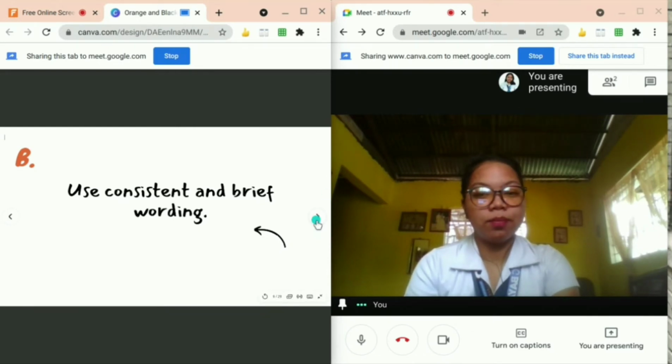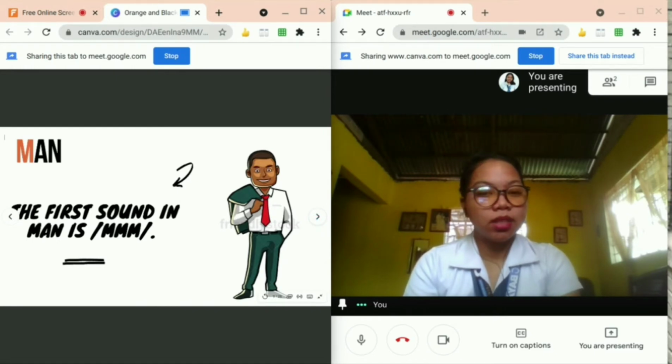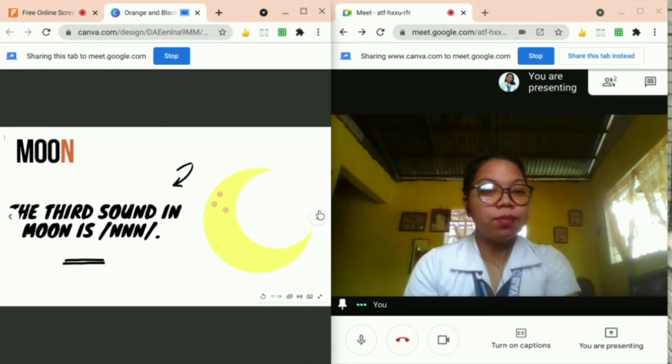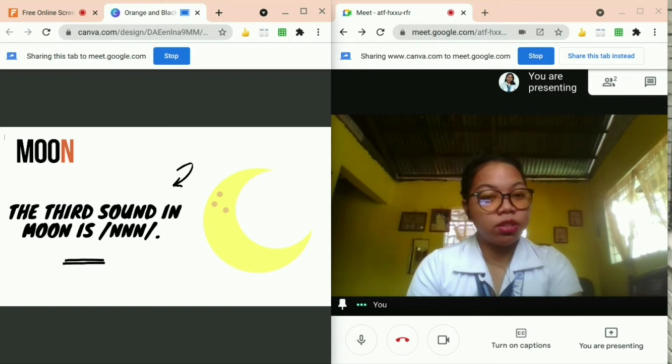For the second instruction, use consistent and brief wording. For example, man. The first sound in man is m. Everyone, say the first sound in man. M. Good. Next is pin. The second sound in pin is i. Everyone, say the second sound in pin. I. Very good. Next is moon. So the third sound in moon is n. Everyone, say the third sound in moon.